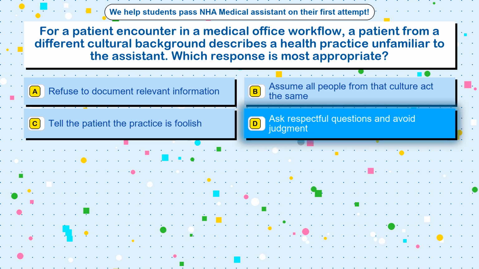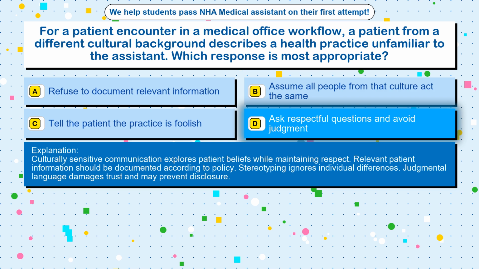The correct answer is option D. Ask respectful questions and avoid judgment. Culturally sensitive communication explores patient beliefs while maintaining respect. Relevant patient information should be documented according to policy. Stereotyping ignores individual differences. Judgmental language damages trust and may prevent disclosure.